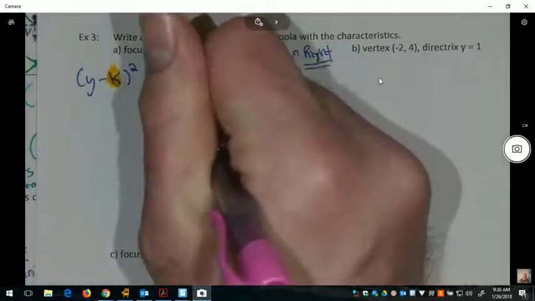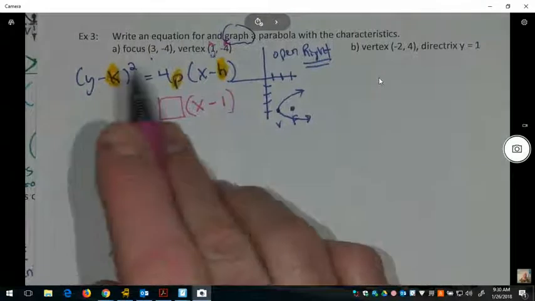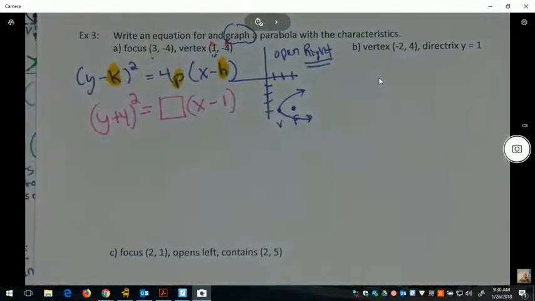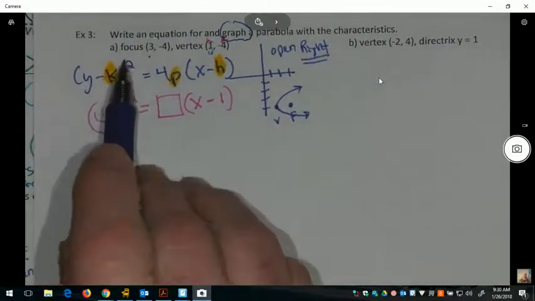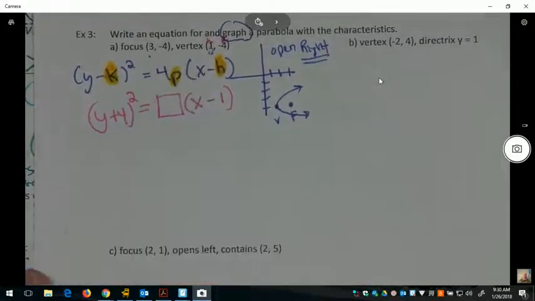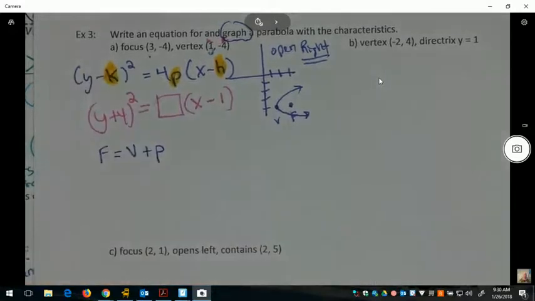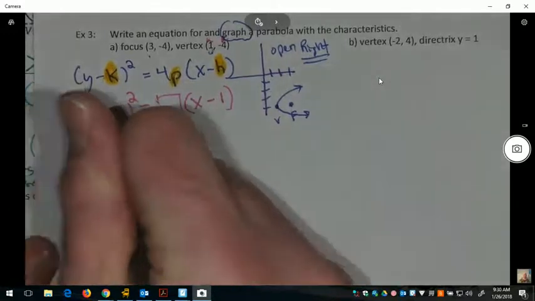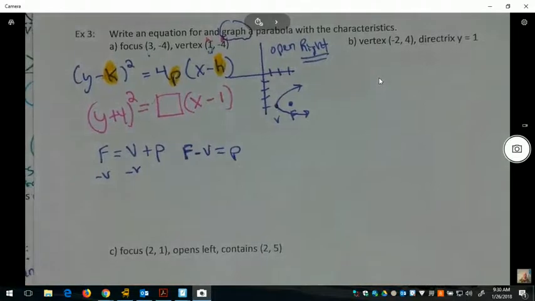I'm just going to write this as x minus 1. We still have to figure out what the 4p is, and the y minus -4 will be y plus 4 quantity squared. So we almost have our equation, we just need to know the value of p. Well, the focus and the vertex can help us find the value of p. Since the focus is equal to the vertex plus p, if I want to solve for p, I just have to take away the vertex. Focus minus vertex equals the value of p.